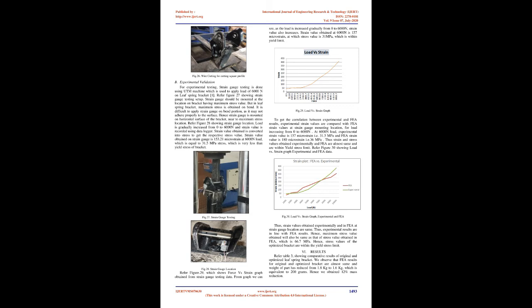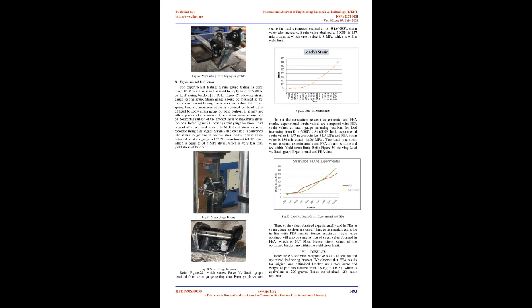Load is gradually increased from 0 to 6000 N and the strain value is recorded using a data logger. The strain value obtained is converted into stress to get the respective stress value. The strain value obtained on the strain gauge is 153.21 microstrain at 6000 N load, which is equal to 31.5 MPa stress, which is very much less than the yield stress of the bracket. Refer to Figure 29, which shows the force vs strain graph obtained from strain gauge testing data.